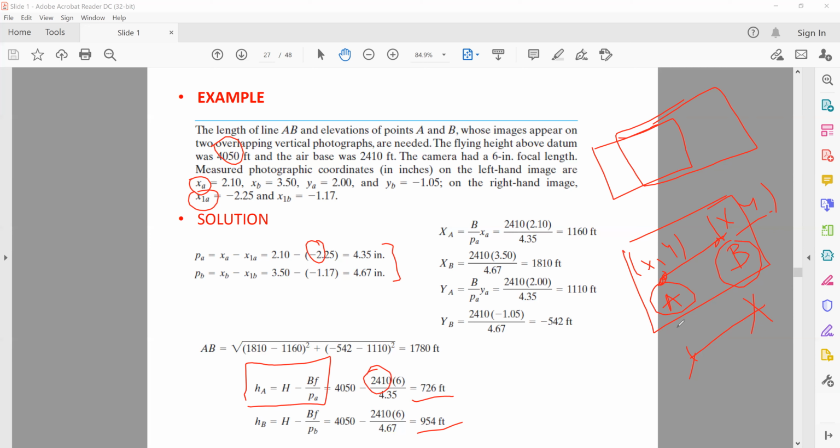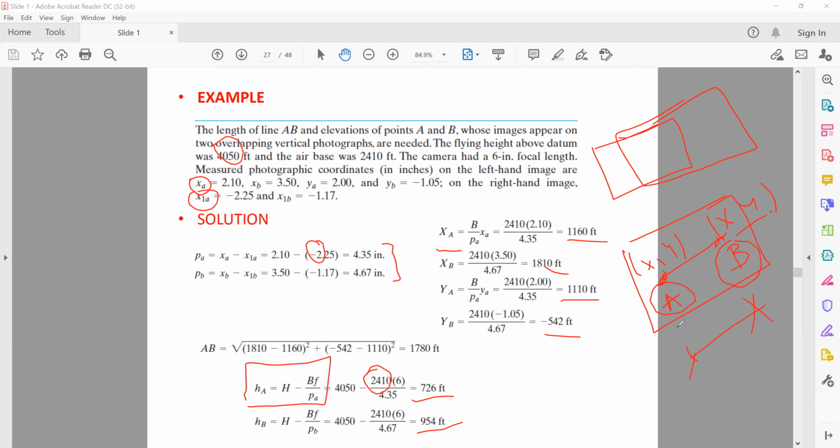For that, we have the equation for x coordinate of the point A. The equation is air base divided by parallax for A multiplied by the x coordinate of A in the first picture. So replacing the values in the equation, we calculate xa. Similarly, for B, the same equation. Similarly, we can apply the equation for y coordinates for both the point A and the point B. For the y coordinate, again, we would be using the same parallax value because the parallax equation is a function of the height, and you can calculate x and y coordinates using the same parallax.